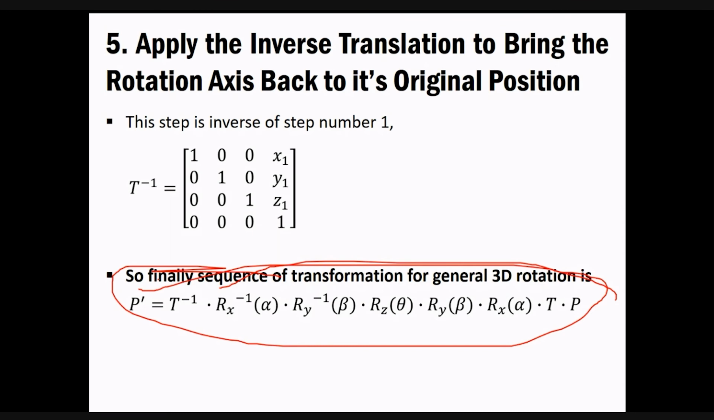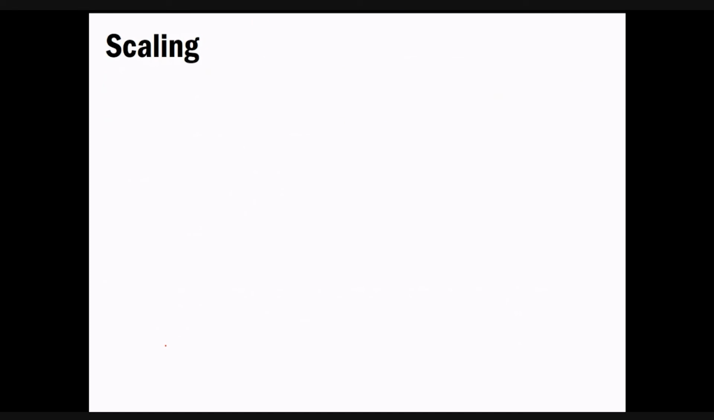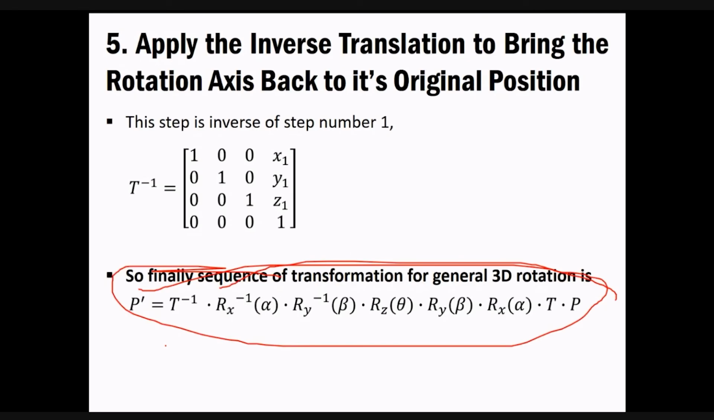I will try to find some examples and we will see the same thing. We have time, don't worry. We will see the same thing in an example form, and we will perform all of the operations that are given over here. So these are the things related to rotation.